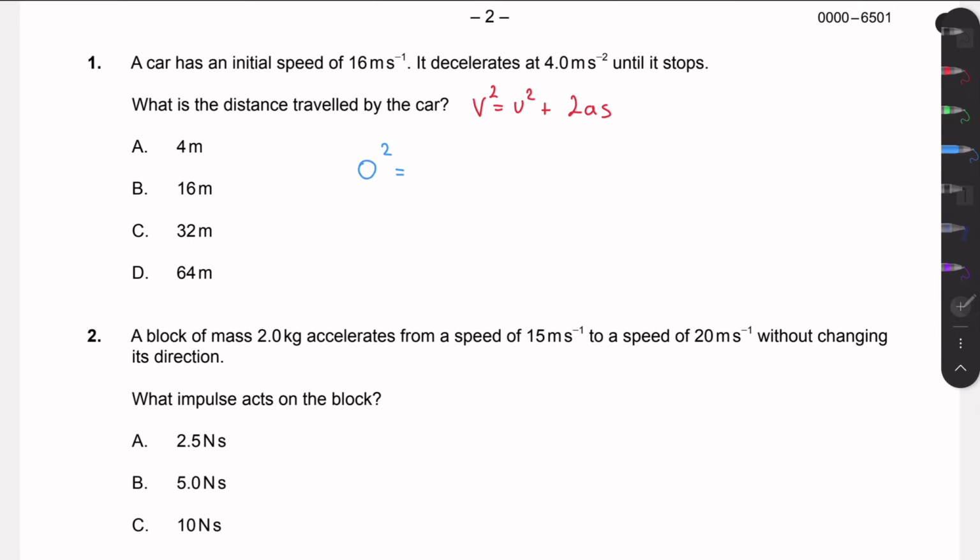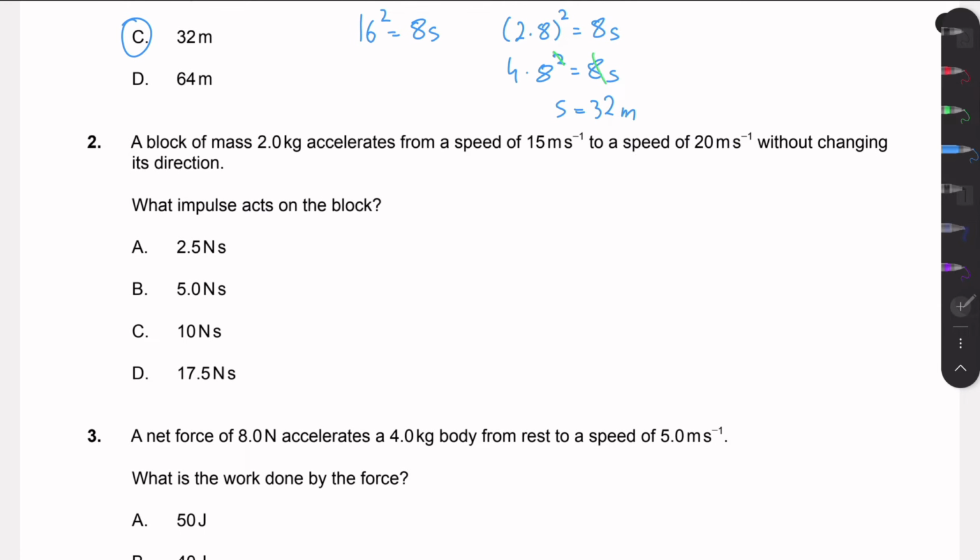So 0 squared is equal to 16 squared plus 2 times minus 4, as we are decelerating, times the displacement. And so we'll have 16 squared being equal to 8s. You can just use your calculator to solve this, or you could use the fact that 16 is 2 times 8, so you can say 2 times 8 squared is equal to 8s, and so 4 times 8 squared is equal to 8s. One of these 8s will cancel out, and so we get that s is equal to 32 meters. Or you could just plug it into your calculator.